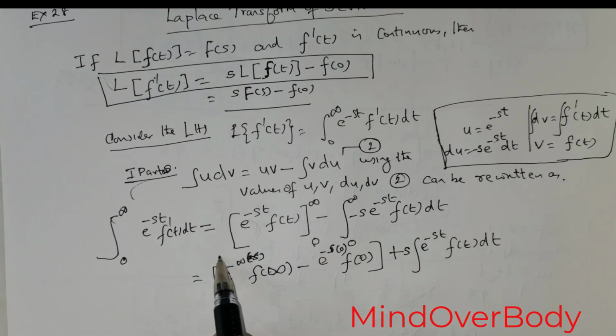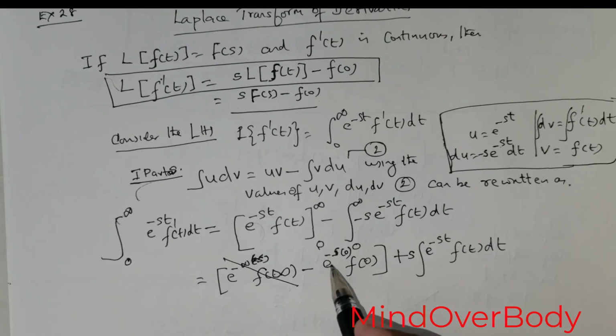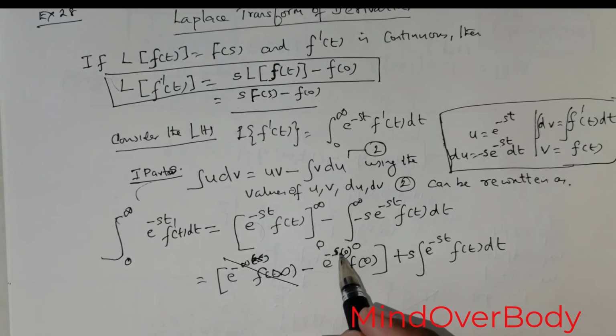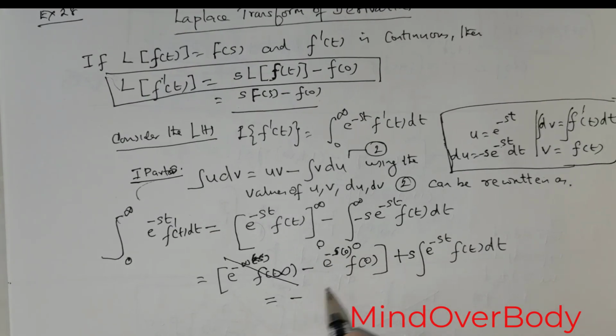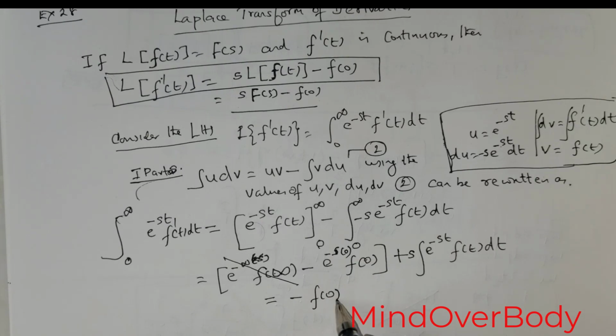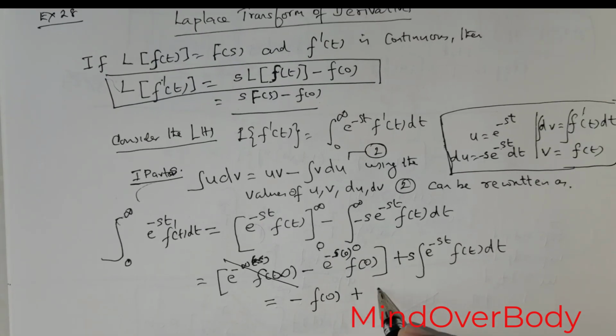Now, this is going to be 0. Now, e raised to the power of negative s times 0 would give me 0. That's going to be 1. So, I get a negative f of 0 followed by s times.